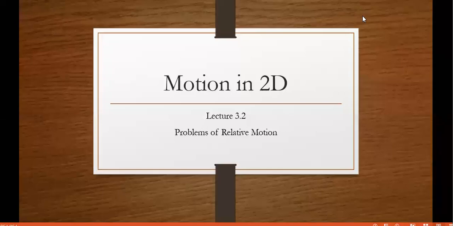So yeah, we will start another session of relative motion. In the last session, we studied the basic concept around relative motion. What is relative motion? What is the meaning of motion of one particle with reference to another particle?